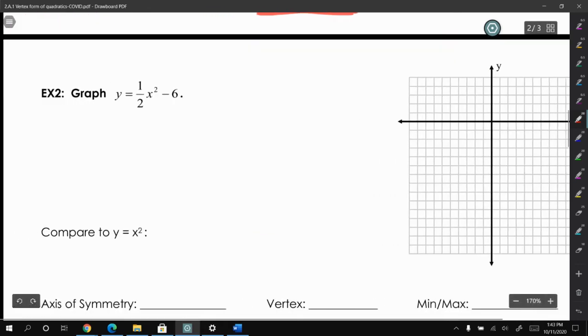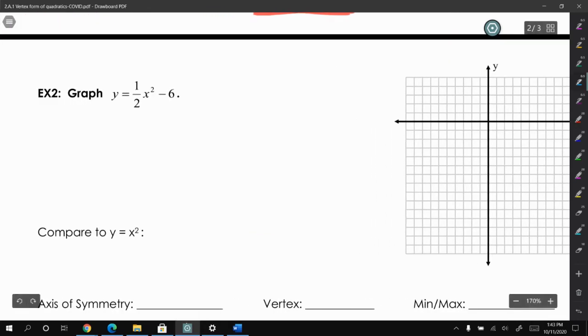All right, let's look at number 2. Now there's no parenthesis in there. We don't have x minus a number or plus a number. So what that really is x minus 0 squared, because we don't need to write minus 0. So our vertex is going to be at 0, comma, negative 6. So we can write that real quick. So I'm going to make my table up here.